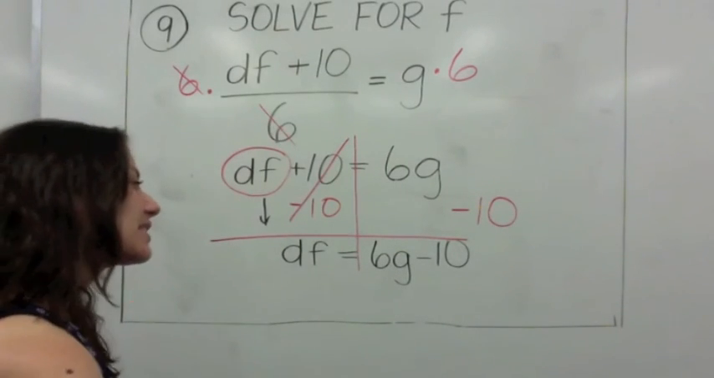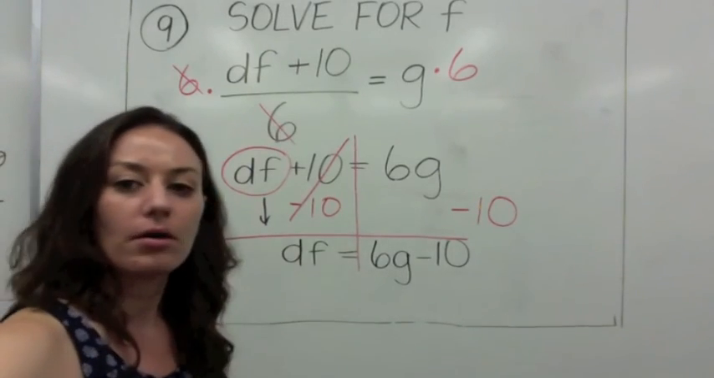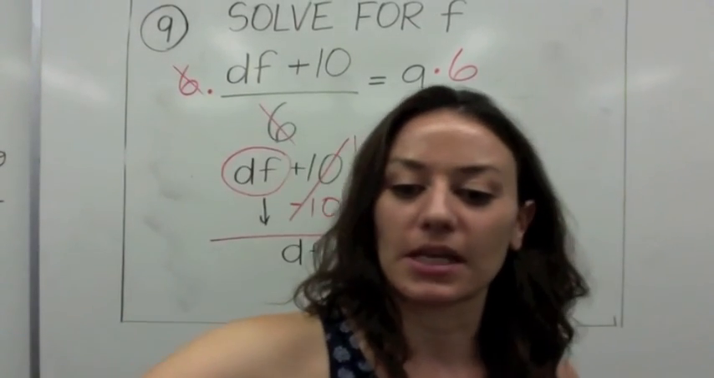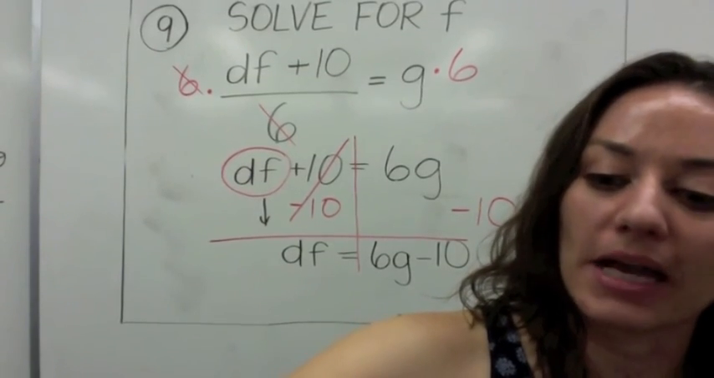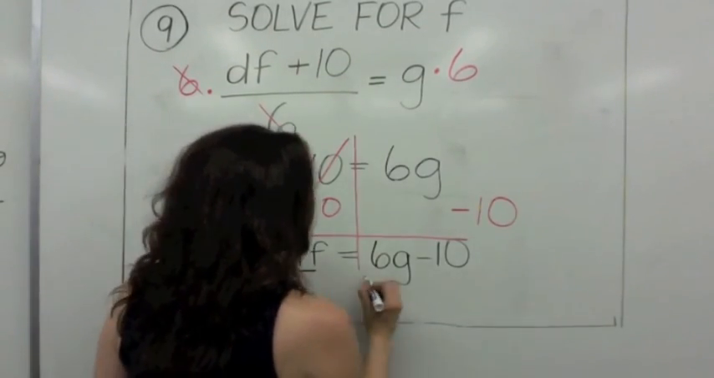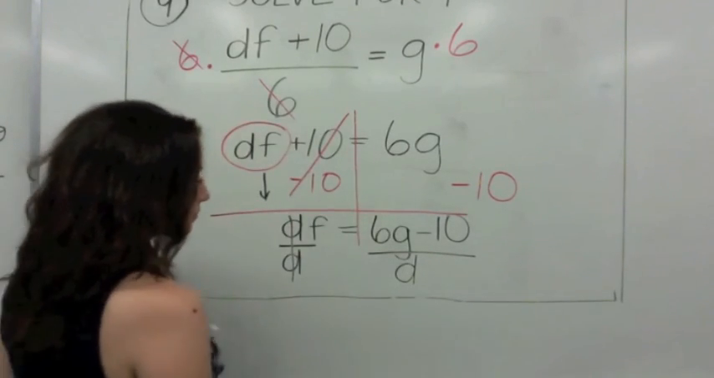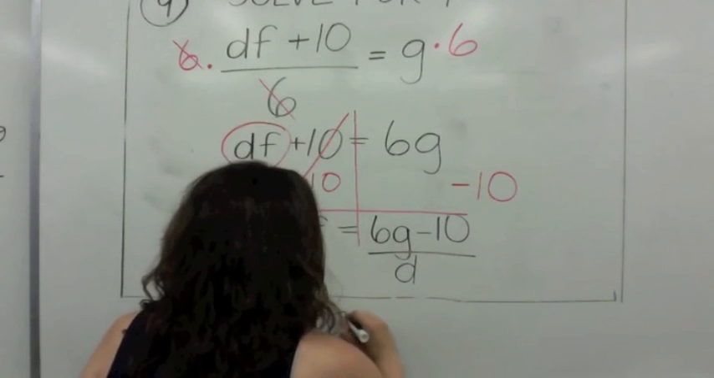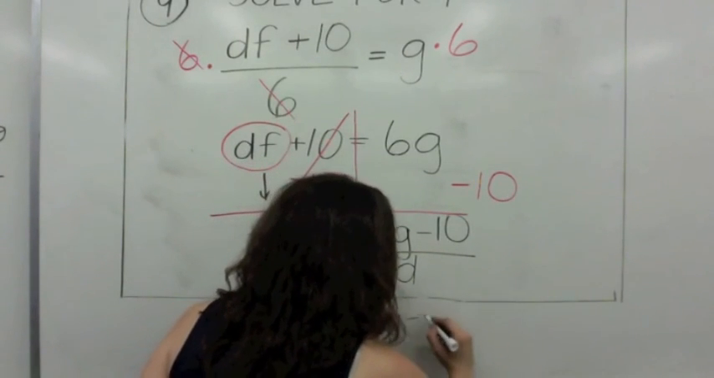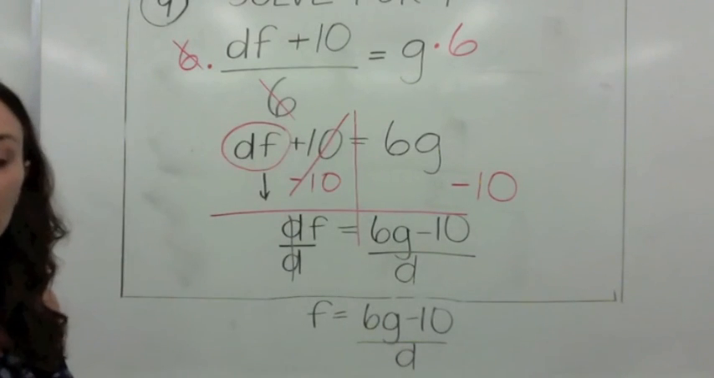What is the very last thing that you have to do to get f by itself? Remember, d and f are being multiplied, right? It's like they're married. You want to get f by itself, then she wants to divorce Mr. D. So we're going to divide both sides by, what do you think? D. That is correct. When you divide both sides by d, you get that f equals 6g minus 10 divided by d. All right, so go ahead and get that down.